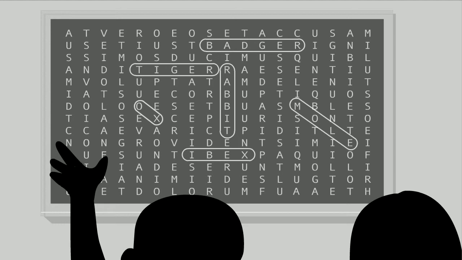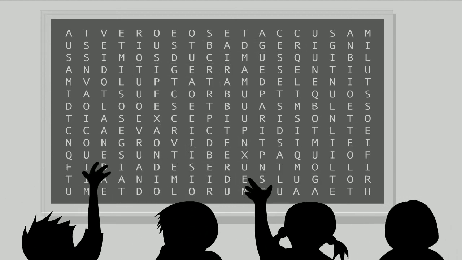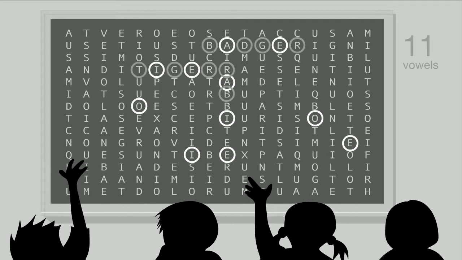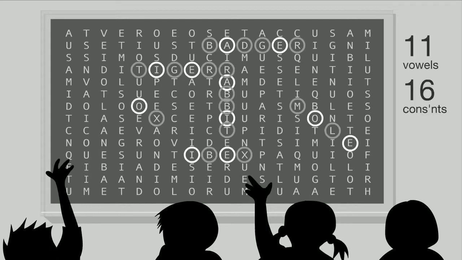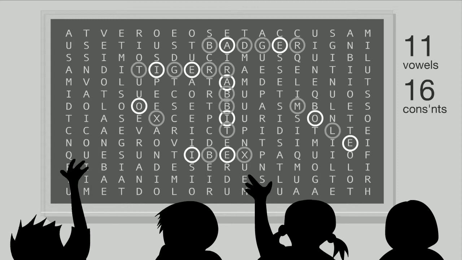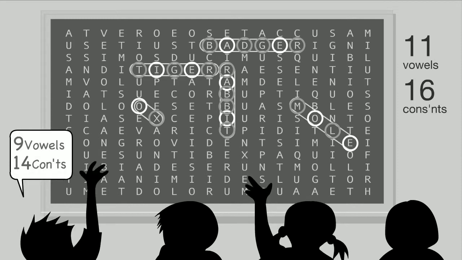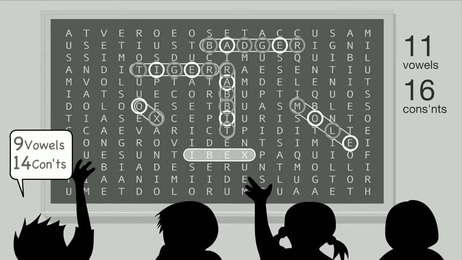To achieve this, you give them a simple test. You ask them to tell you the total number of vowels and consonants in the animal words that they have discovered. The children who have missed words will have too few. The children who have included wrong words will have too many.